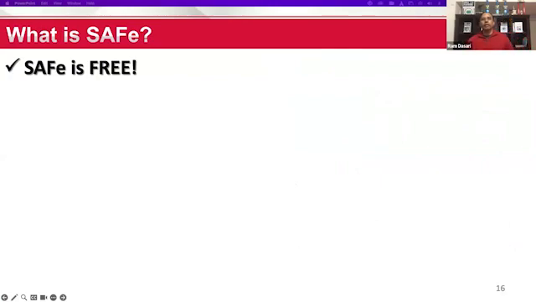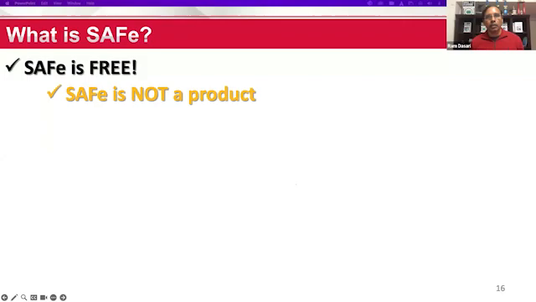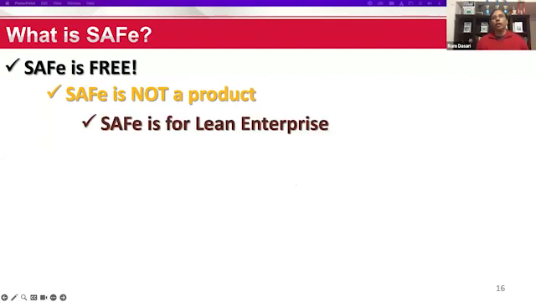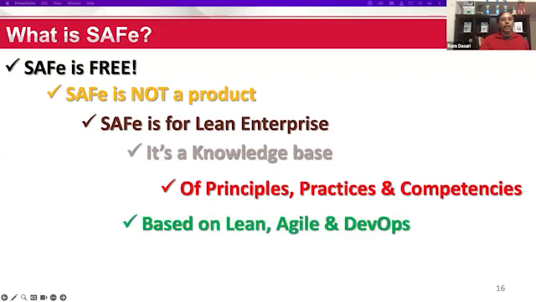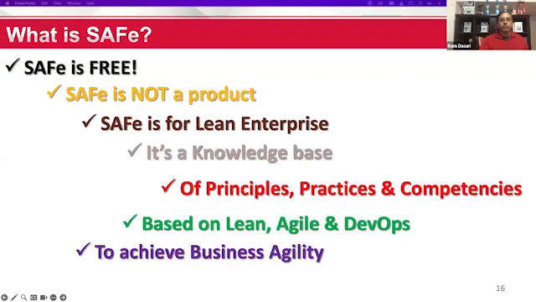Diving deeper to understand what SAFe is, we all know it is a knowledge base which is available for folks to dip into and understand. The framework is freely available on the website. It is not a product. It is for any enterprise, big or small. It will help them to be more lean so that they can reduce waste and make the process more optimal, and to pull information from this knowledge base where they can understand the concepts, principles, and practices, and see how best the organization can attain business agility so that they can delve into Agile, DevOps, and Lean practices. So it's principles, practices, and competencies based on Agile, Lean, and DevOps, and it helps to achieve business agility.